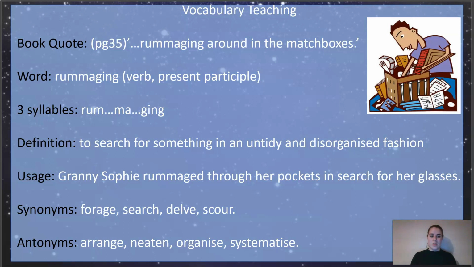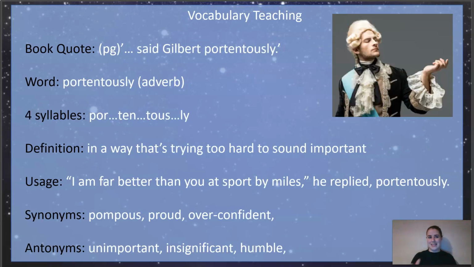Now, our antonyms, being the opposite, would be to arrange something. Obviously, arrange it neatly, like Miss Humphrey's desk. It's very neatly arranged. To organise something or to systematise something. So that's where you do something in steps. So you do it following a routine or a system. So rummaging is one of the words we're going to look at today.